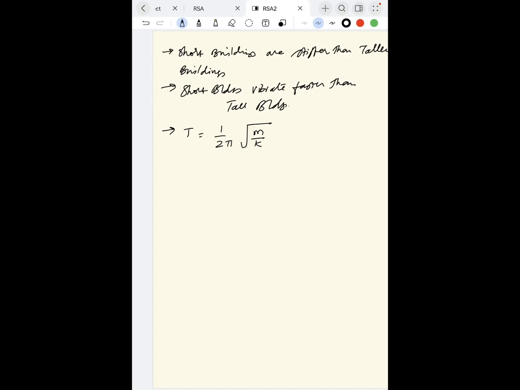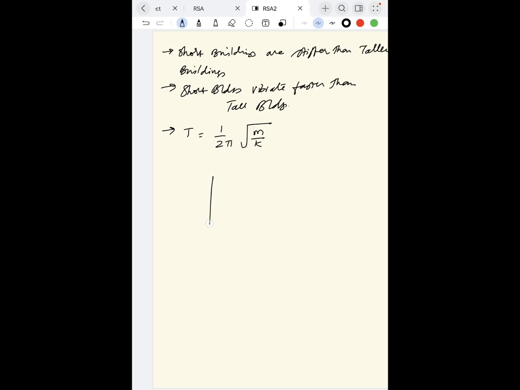Now I want to explain why our structures are affected by earthquakes. Generally, light buildings which are hit by earthquakes will not be affected much. But when we add mass at the top, there is a difference in the motion at the base and at the top. That is nothing but the relative displacement, and it causes forces in the building.